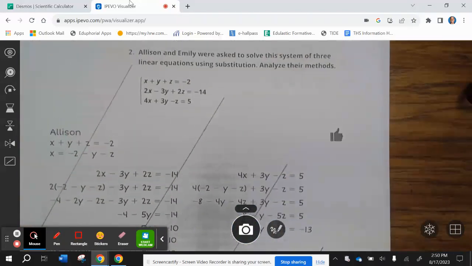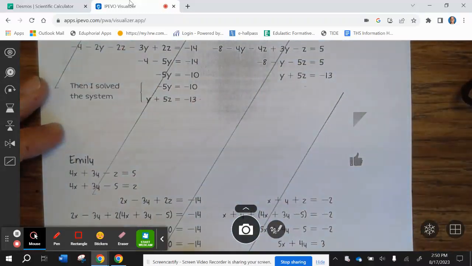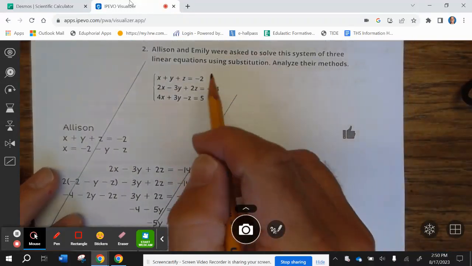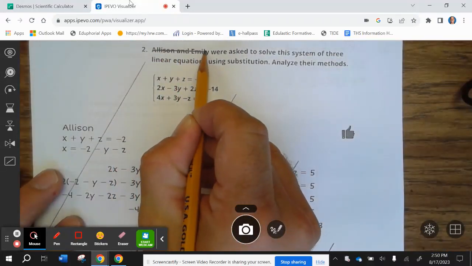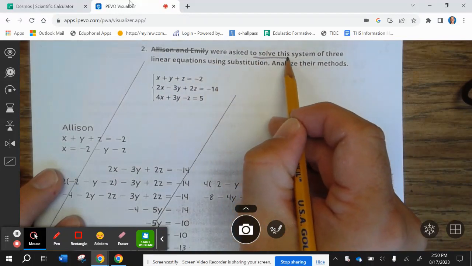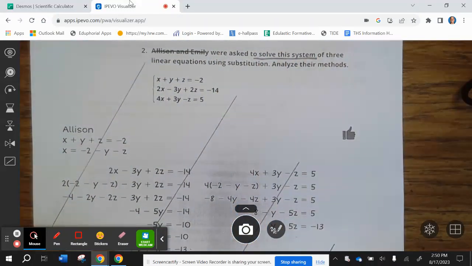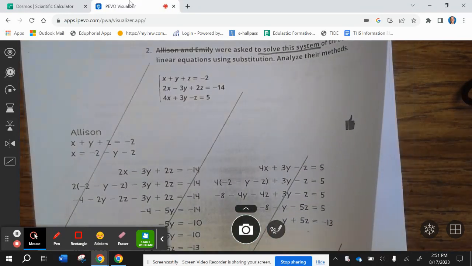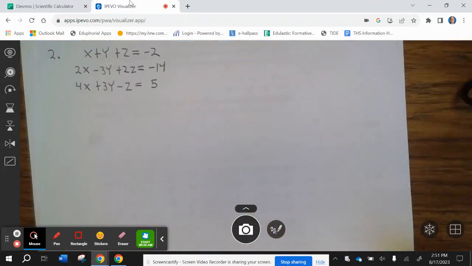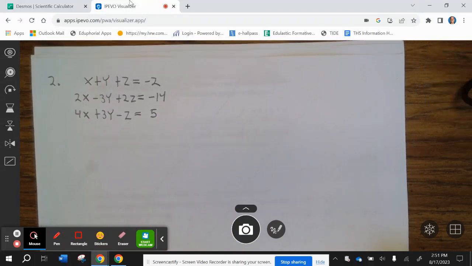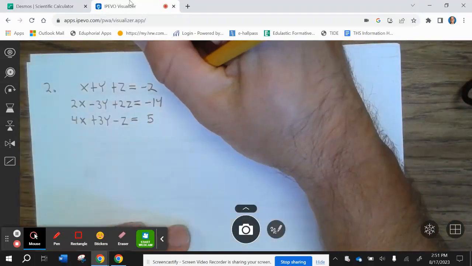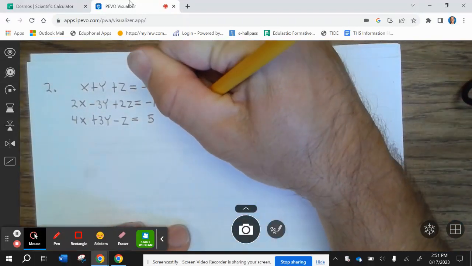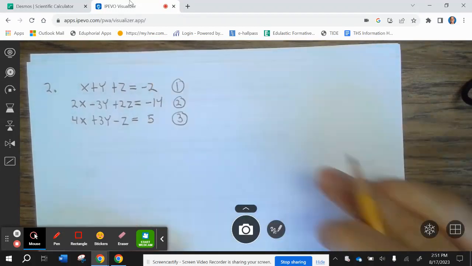All right. Now, we're not going to worry about Alice and Emily's work, but we are going to worry about solving the system. Now, there's not enough space here, so I'm going to turn my page over and use that space. Okay. Let's call this equation 1, this equation 2, and this equation 3.